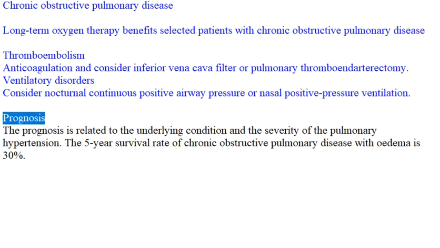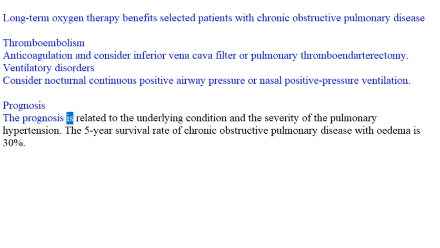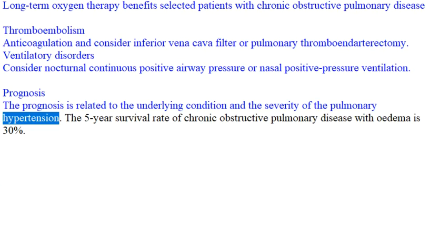Prognosis. The prognosis is related to the underlying condition and the severity of the pulmonary hypertension. The 5-year survival rate of chronic obstructive pulmonary disease with edema is 30%.